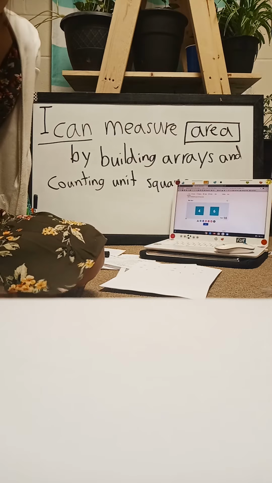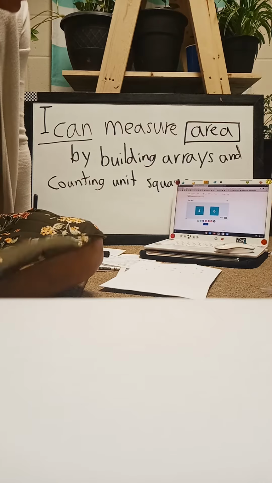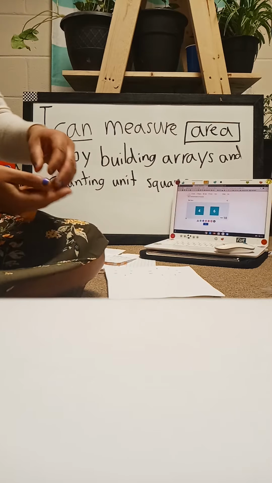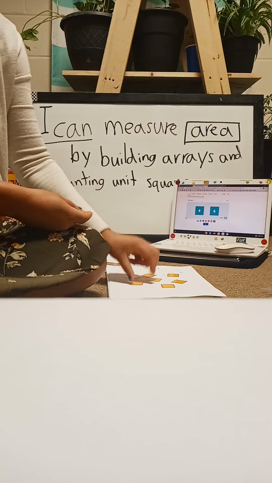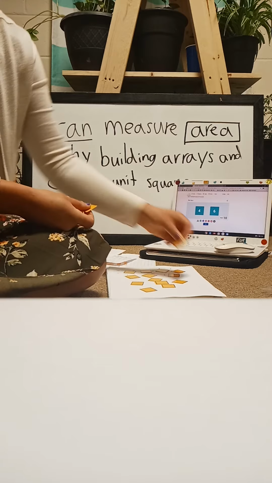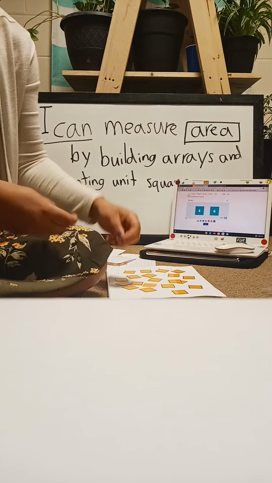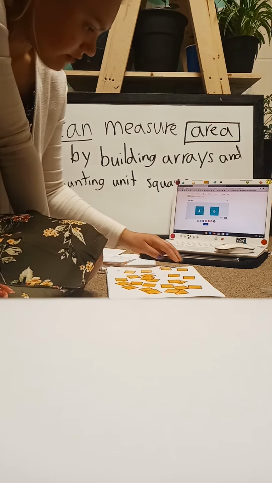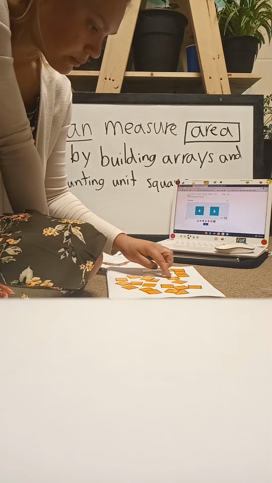Yes, Serenity, what is it? 24. Exactly. Great job. Your multiplication skills are awesome. So right now I'm going to count off 24 unit squares. 1, 2, 3, 4, 5, 6, 7, 8, 9, 10, 11, 12, 13, 14, 15, 16, 17, 18, 19, 20, 21, 22, 23, 24. And I'm going to arrange them in a rectangle, and I'm going to put 4 on one side and 6 across, almost like an array that we would use in multiplication.